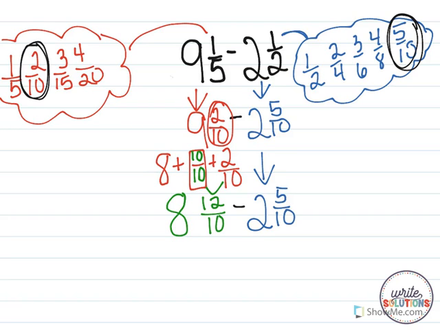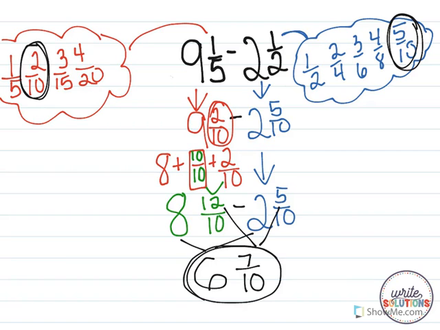So let's go ahead. 8 minus 2 is going to give me 6, and 12/10 minus 5/10 is going to give me 7/10. So my final answer is 6 and 7/10.